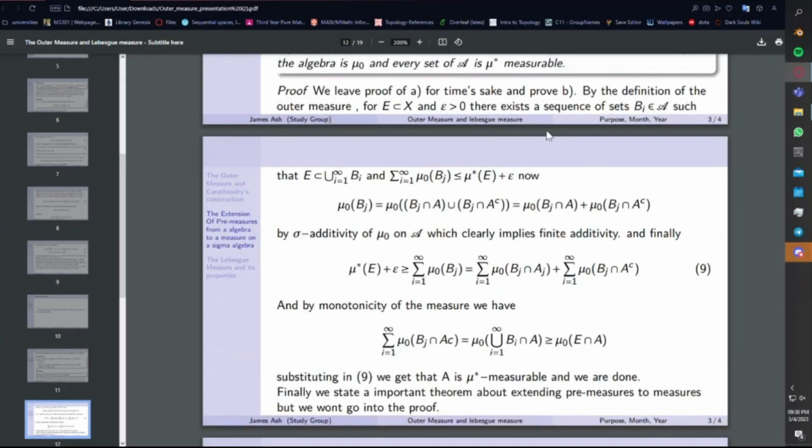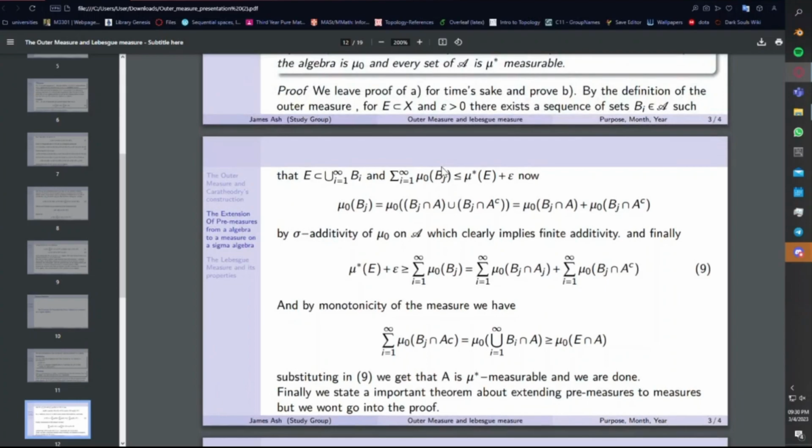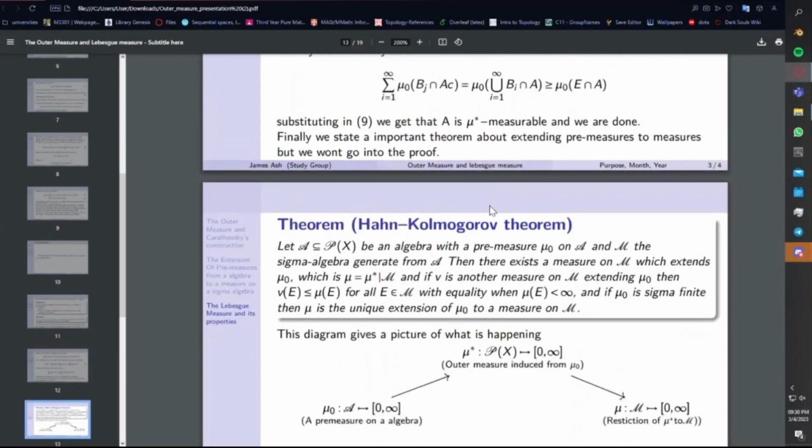So now that we are done with this, let's speak about another important theorem, which is about extending the pre-measures to the measures. We won't go into the proof just for sake of time, but it is available in Folland as well. After investigation, I found out actually that the theorem has a name. It's called the Hahn-Kolmogorov theorem. And it's a bit lengthy, but the main idea behind it is that you are taking a measure on an algebra and you're trying to extend it to a measure on a sigma algebra.